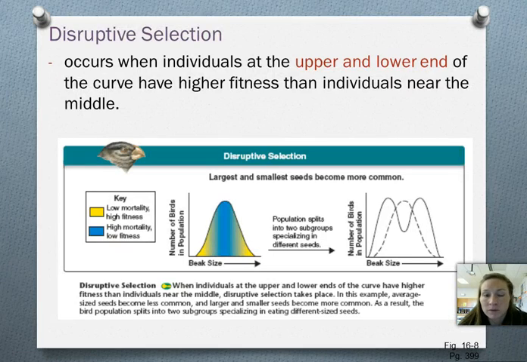Alright, and lastly we have disruptive selection. This occurs when individuals at the upper and lower end of the curve have a higher fitness than individuals near the middle. So this is almost the exact opposite of stabilizing, where the extremes or the ends, as you can see again in the key, low mortality, high fitness at the yellow, high mortality, low fitness in the middle. So the population actually splits into two subgroups specializing in different seeds because we are looking at another bird beak type situation. So this is what the curve ends up looking like for the disruptive selection. Those extremes are going to start to peak.